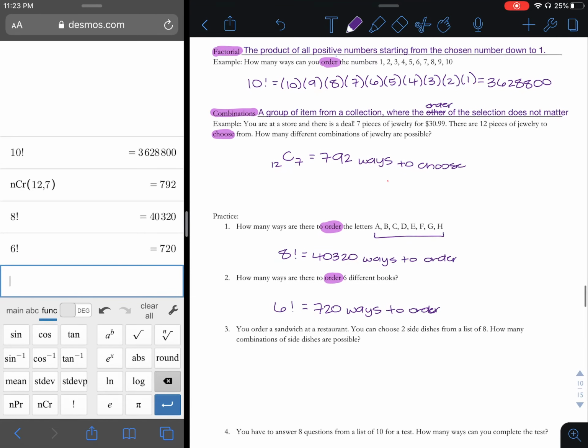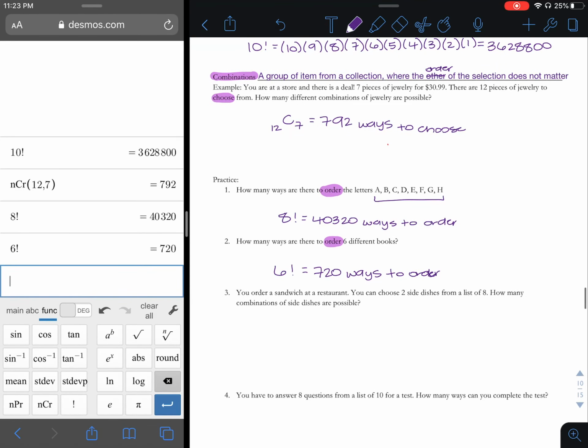Okay, let's talk about number 3. You can order a sandwich at a restaurant. You choose 2 sides from a list of 8. How many combinations of side dishes are possible? Again, in this case my keyword was "choose," so I know I'm talking about a combination, so that's that C.